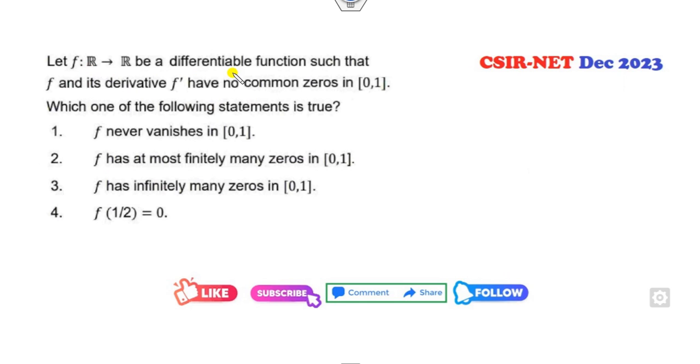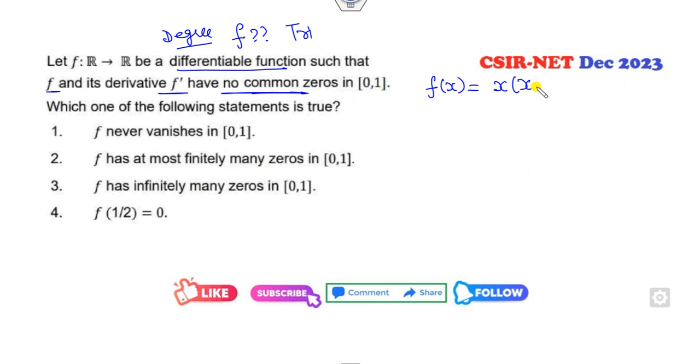Okay. F is a differentiable function such that f and f dash have no common zero. What is the degree of f? What kind of function is f? Whether it's a trigonometric function or polynomial, it is not given. So what is the simplest way you can assume that? I can simply assume my function is here. Fine. Such that what is the derivative of this?